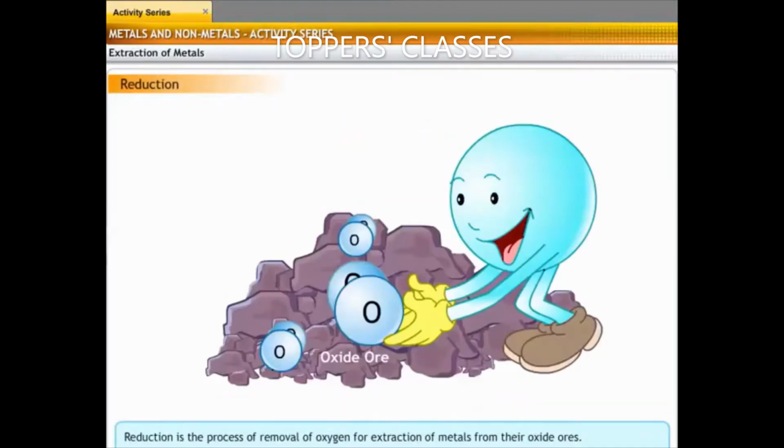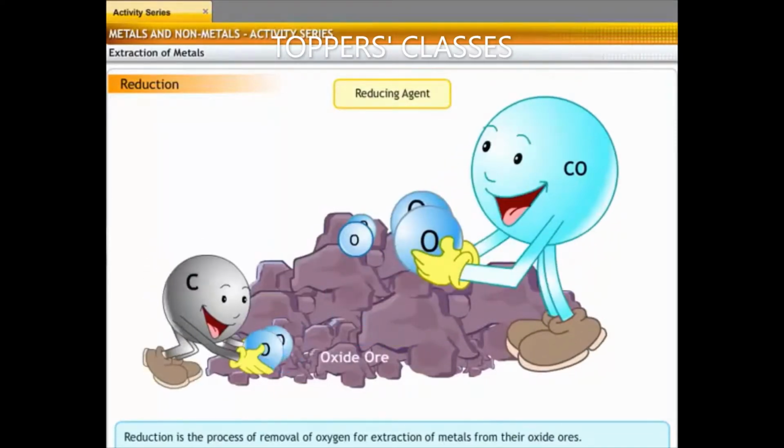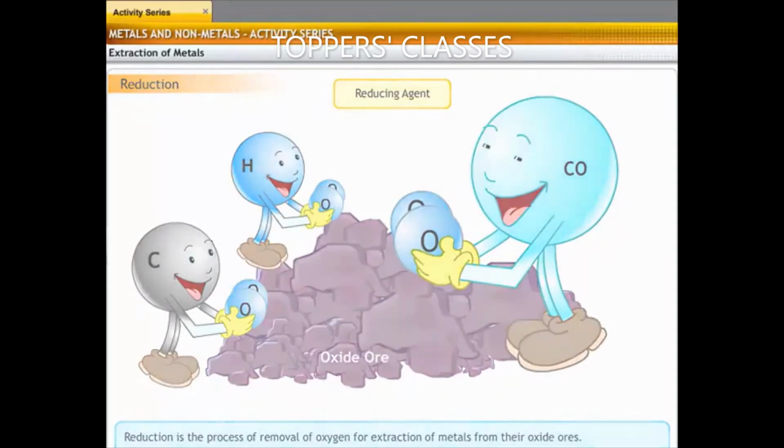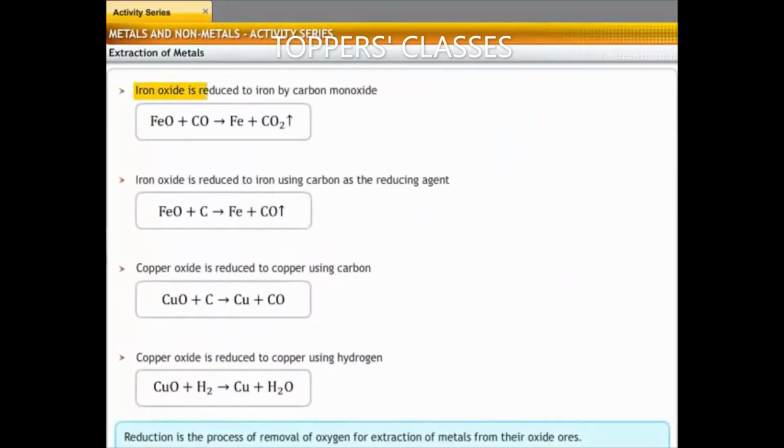Reduction is the process of removal of oxygen for extraction of metals from their oxide ores. The common reducing agents used for reduction of metal oxides are carbon monoxide, carbon, and hydrogen. For example, iron oxide is reduced to iron by carbon monoxide. Iron oxide is reduced to iron using carbon as the reducing agent. Similarly, copper oxide is reduced to copper using carbon. Copper oxide is reduced to copper using hydrogen.